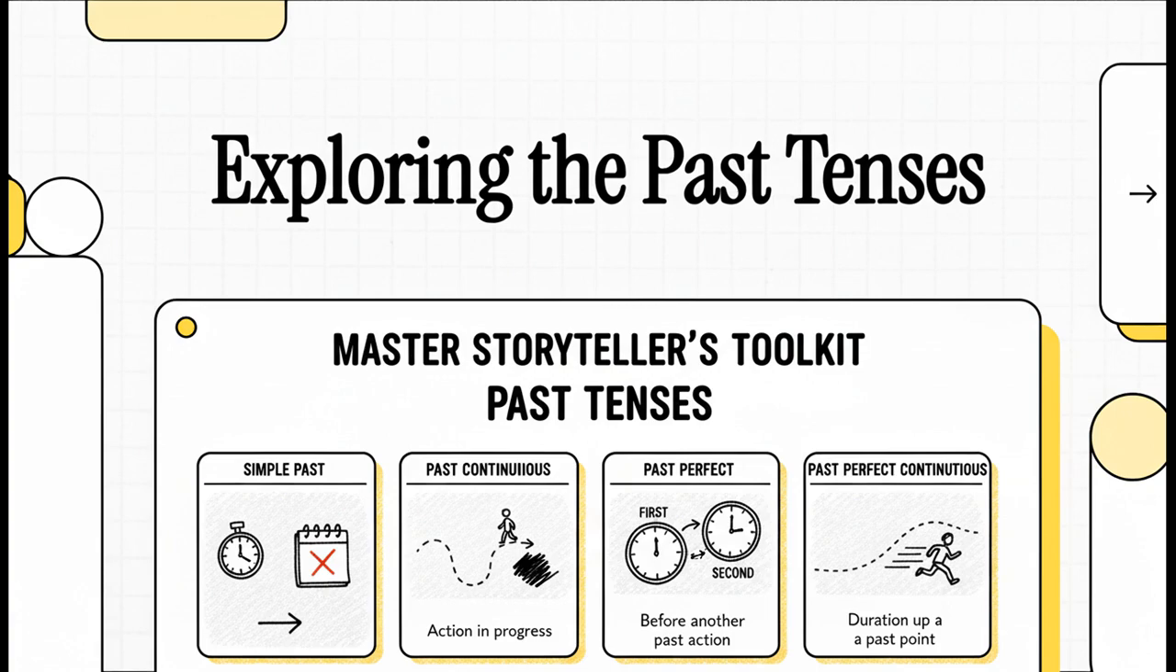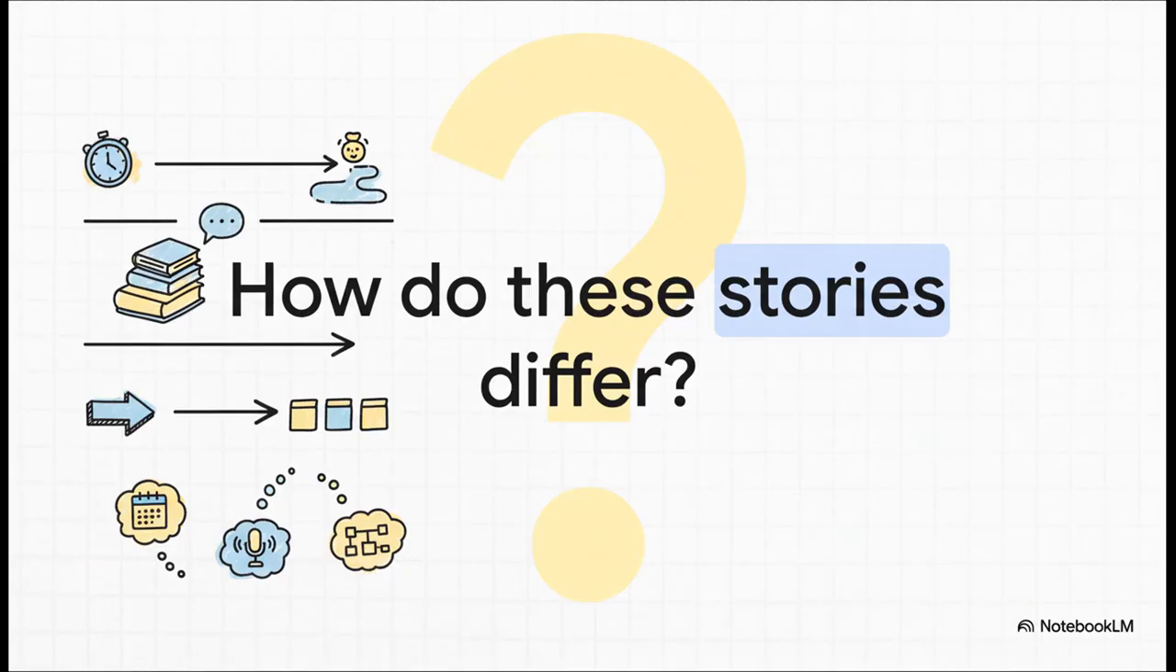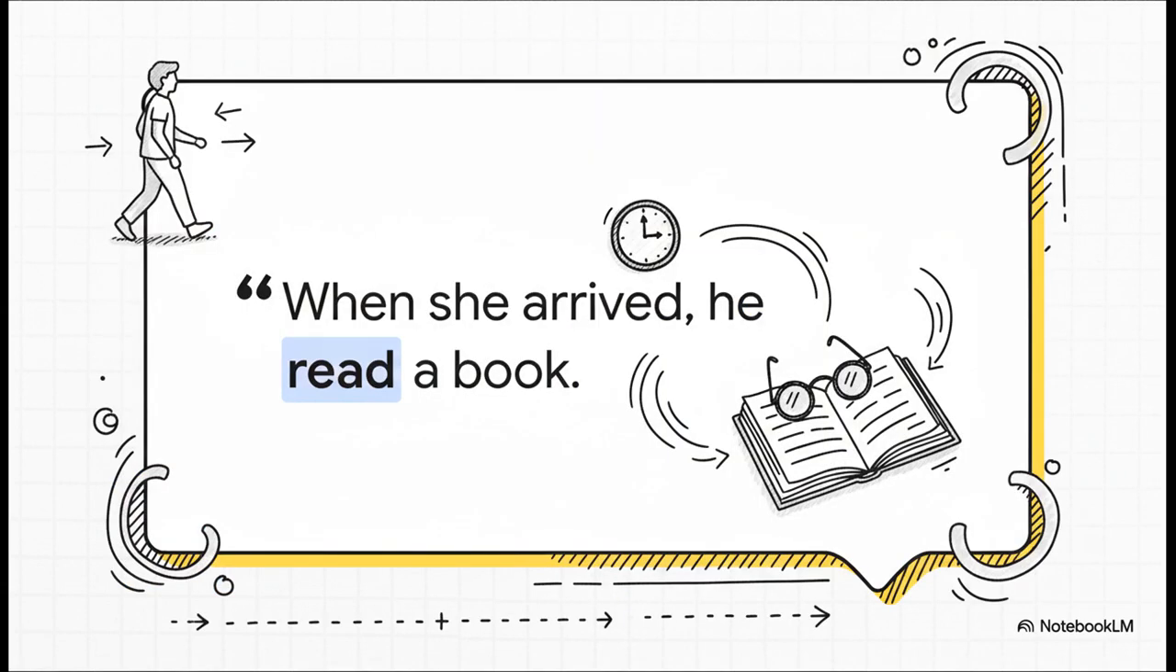listener right in. To really show you what I mean, let's just start with a quick question. Take a look at the next three sentences. They look almost the same, but they tell completely different stories. So, how are they different? Okay, here's the first one. When she arrived, he read a book.